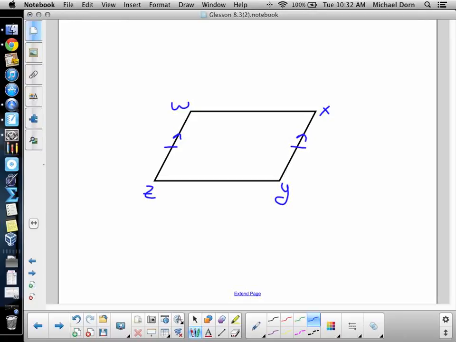But without the picture, it's pretty hard to picture, wait a minute, which one is angle W, which one is angle X. That's why the picture really makes a difference. We're done with that one.